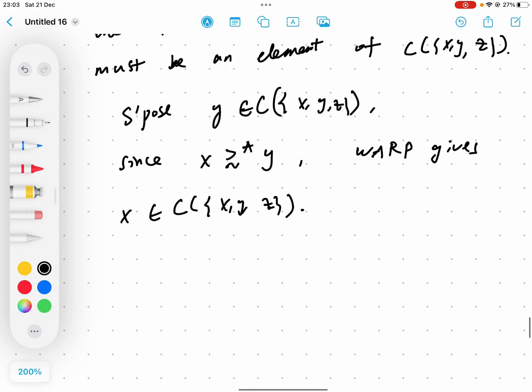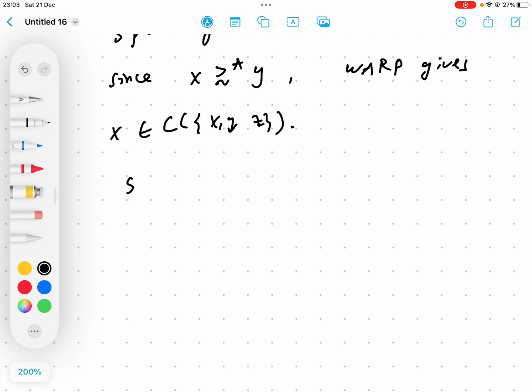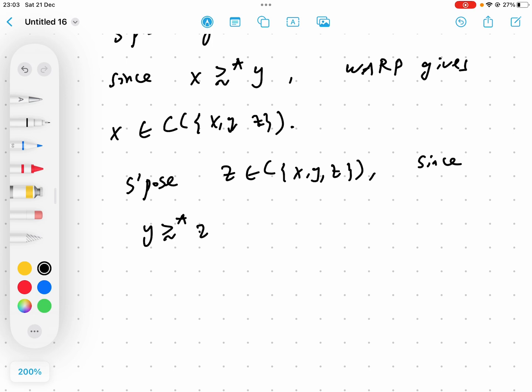Okay. And let's suppose instead Z is chosen, okay? And again, because Y is weakly revealed preferred to Z, then using WARP, it gives us that Y is chosen as well. Good. Then if this is the case, then we're in the previous case. Then this completes the proof for the transitivity, right?